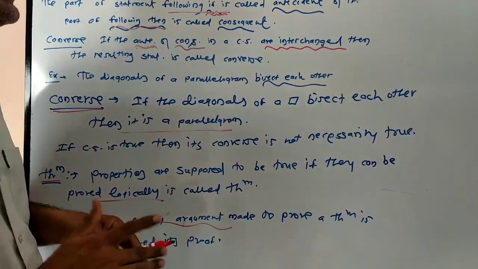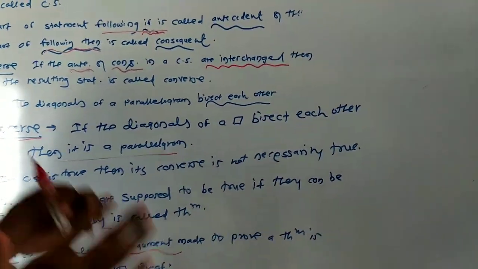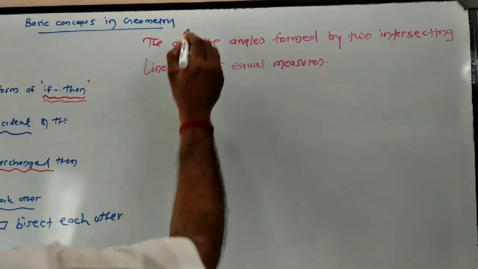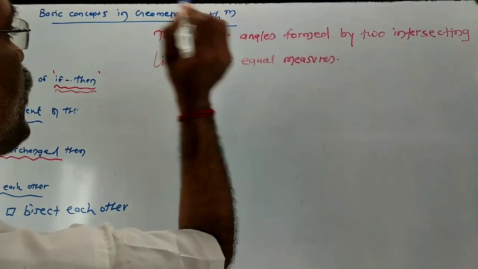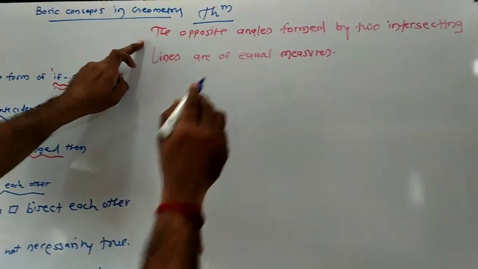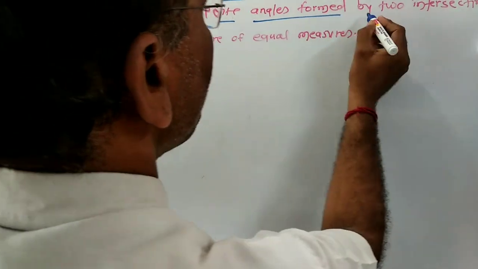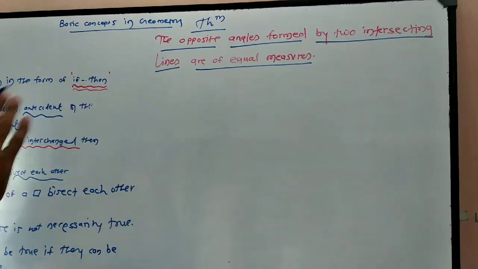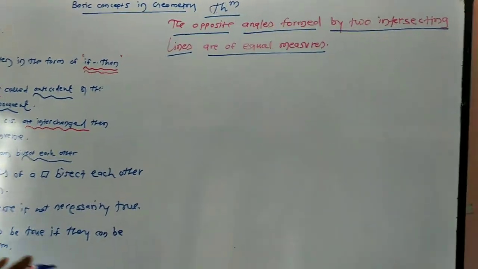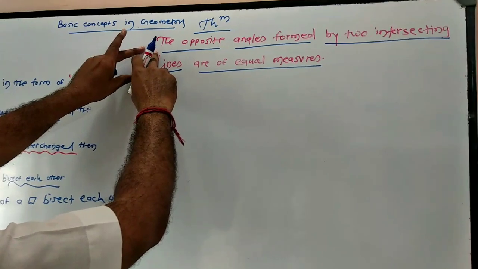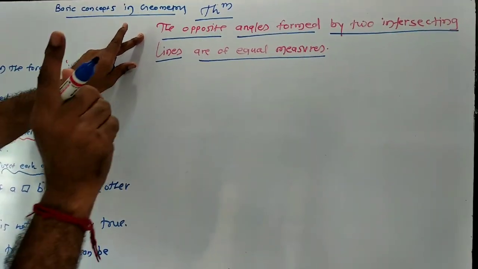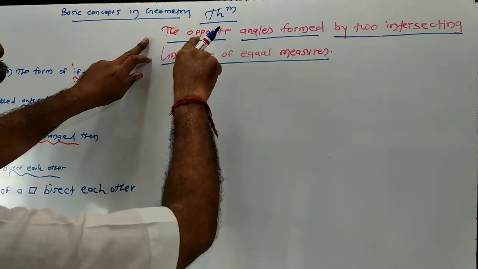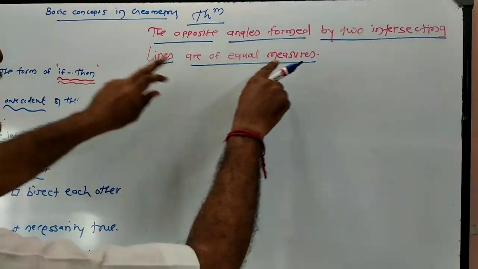Now we take one property and see how to prove it. Theorem means property. The opposite angles formed by two intersecting lines are of equal measure. This one is a property, the intersecting lines property. Now how to write it in conditional form? If two lines are intersecting, then opposite angles are of equal measure.